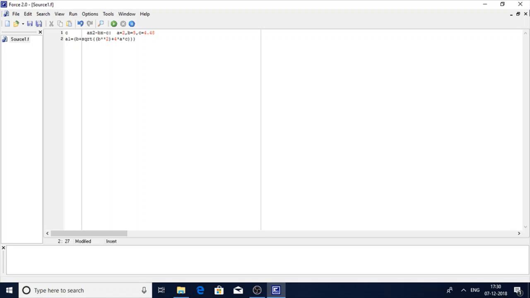Let me check the brackets first. All right, I have checked my brackets. Now it's time to write 2 into a, and my second equation will be minus of, this will be my second equation. All right, I'm writing it 2.